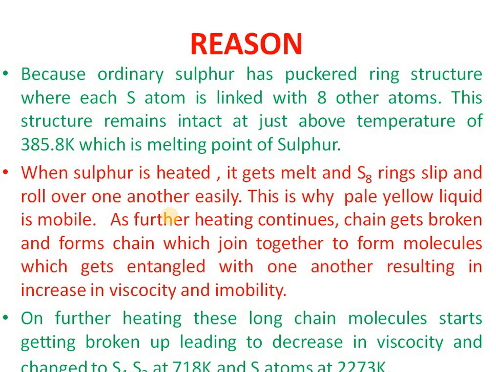So next is further heating. What is going to happen? If you heat at 718 Kelvin, the viscosity again starts decreasing. Earlier viscosity was increasing in between. Now viscosity starts decreasing, and these entangled molecules will change into S2, S4. And if you further heat this substance at 2273 Kelvin, this S2 also will decompose into sulfur atoms.